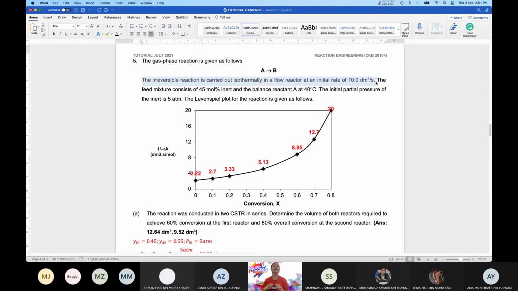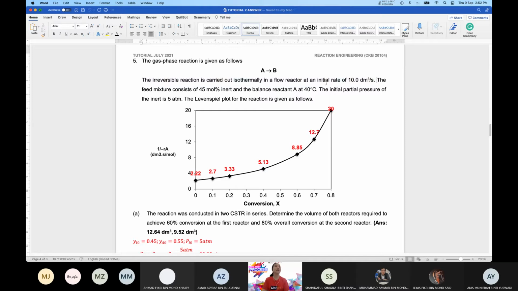Okay. Next, dia kata isothermally. So isothermally, you know, iso means same. Thermal tu macam heat lah kan? Heat. So it means same heat, or we can say that there's no heat release or supplied to the reactor. Hence, the temperature is constant throughout the reaction. Okay, so that's the second information. Means temperature yang masuk, temperature yang keluar semasa tindak balas adalah sama.